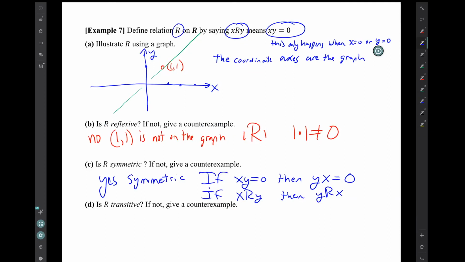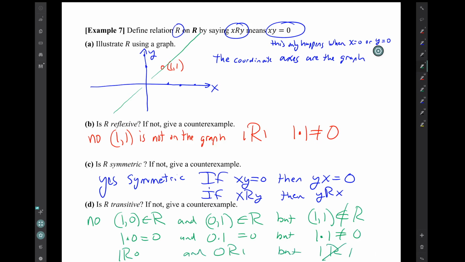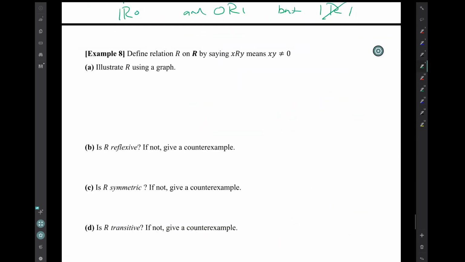Is R transitive? Well, this is a little bit tricky. The key is this. 1 is related to 0, and 0 is related to 1, but 1 is not related to 1. That's because 1 times 0 is equal to 0, and 0 times 1 is equal to 0. But 1 times 1 is not equal to 0. So not transitive.